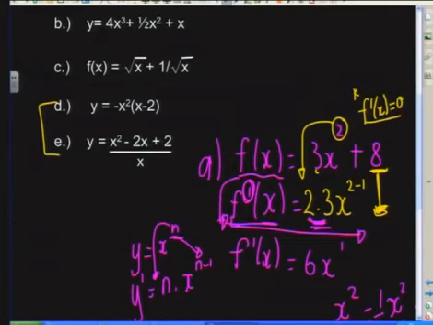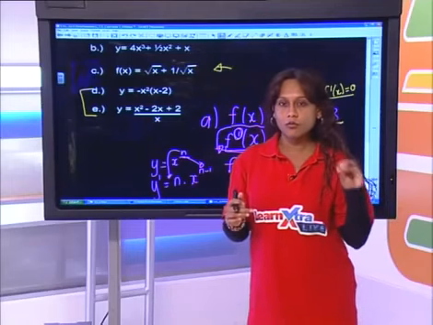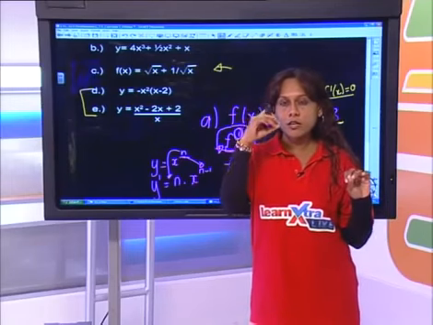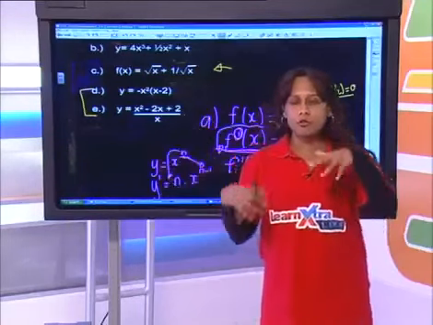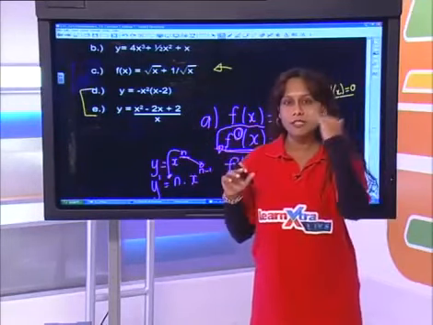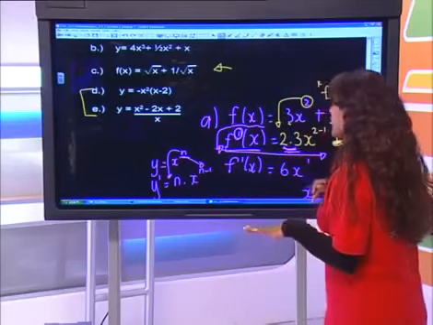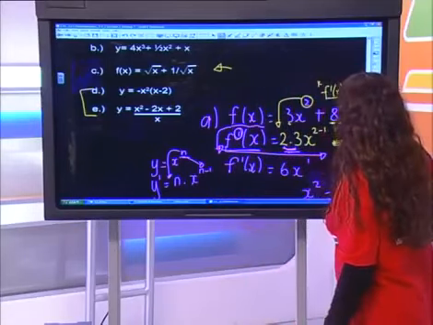Okay, I'm going to look at C. All right, so D is y is equal to minus x squared times x minus 2. And then E is y is equal to x squared minus 2x plus 2 all over x. Just remember that when you derive, you have to get rid of all brackets and you need to get rid of all your fractional values where x is in the denominator. If it's just something over 2 or 3 or 4, whatever, it's fine. But if there's an x in the denominator, you need to get it out of the denominator using exponents.